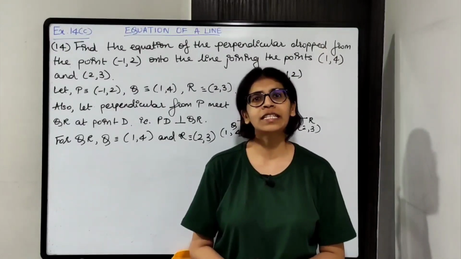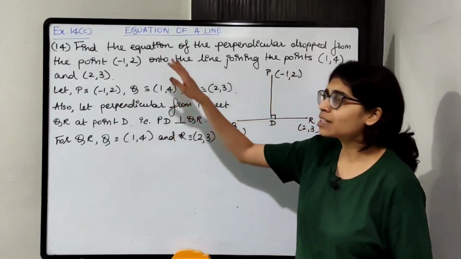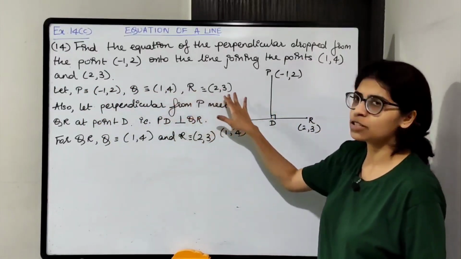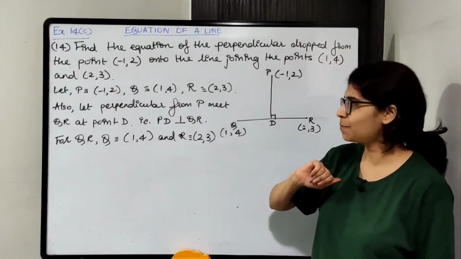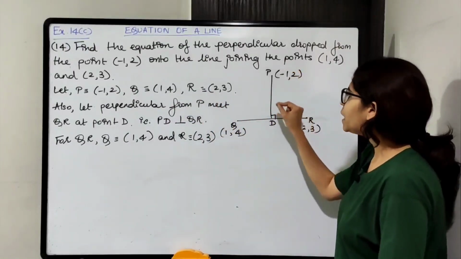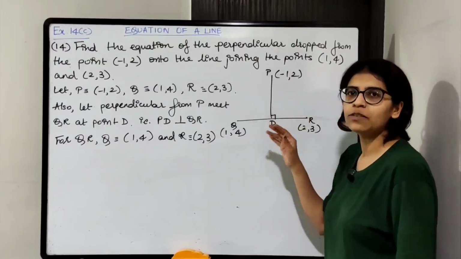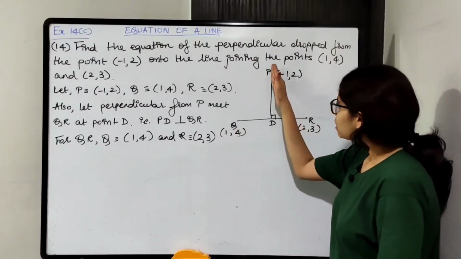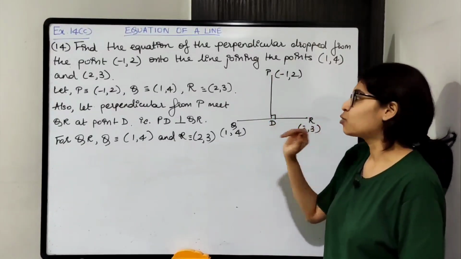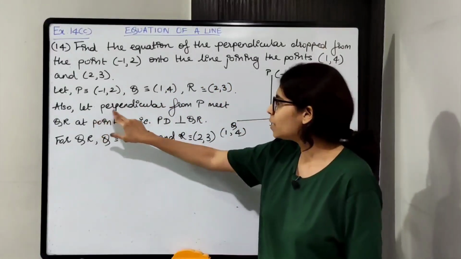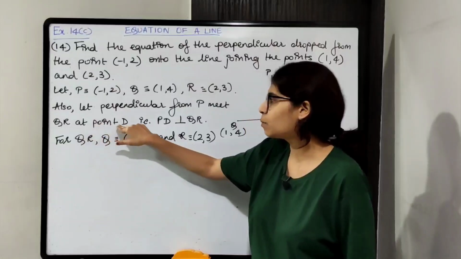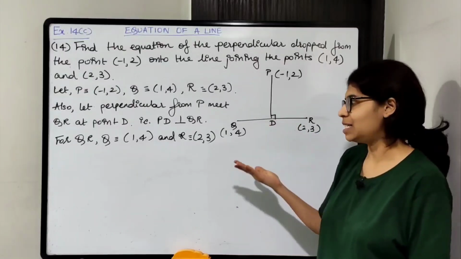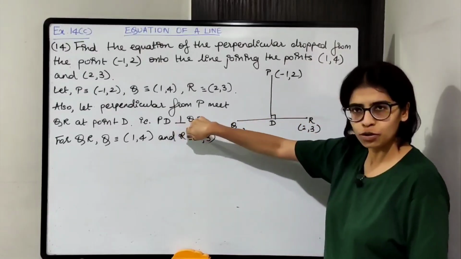First thing that we'll do over here is name the coordinates, because the coordinates here are not named. So P is -1, 2, Q is 1, 4 and R is 2, 3. You can name as per your choice. From P we are drawing a perpendicular to QR. So draw this figure, it will be easy for you to understand. This perpendicular is meeting QR at point D, so that also we have to add over here. So also let the perpendicular from P meet QR at point D. We are naming it as D. That is, in other words, PD is perpendicular to QR.